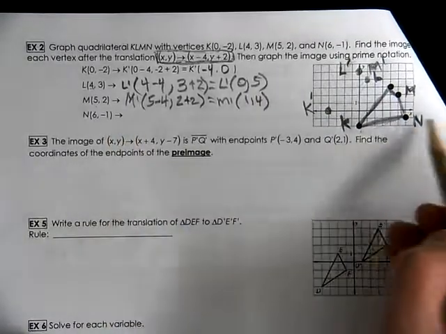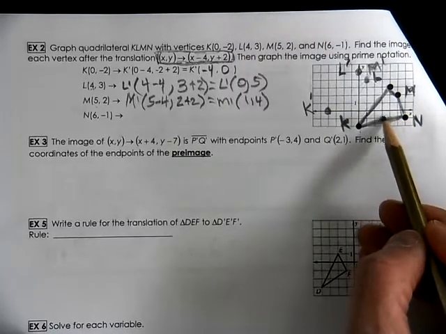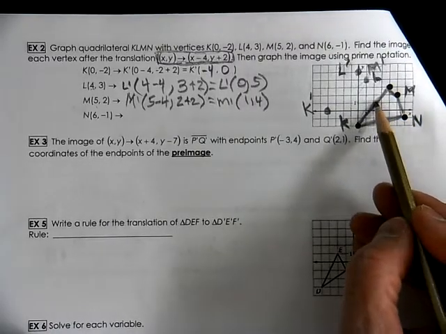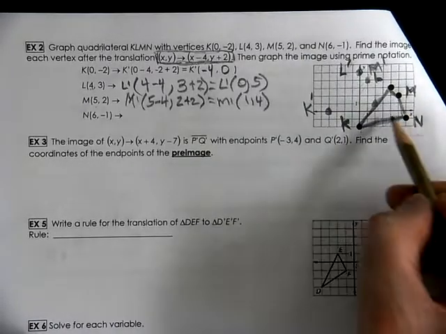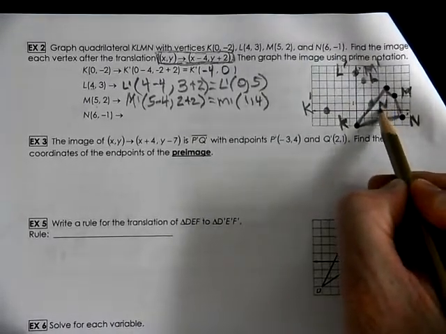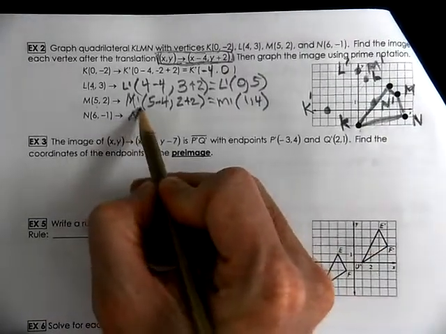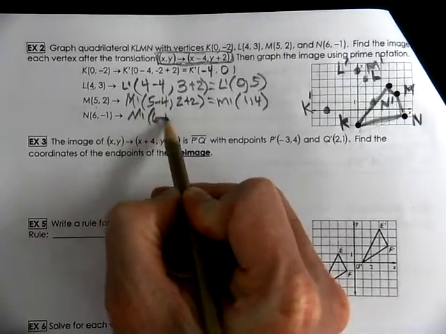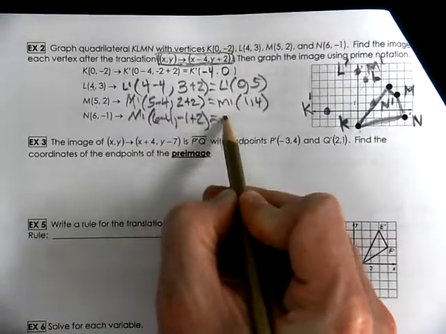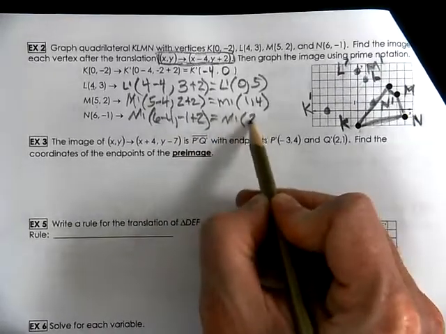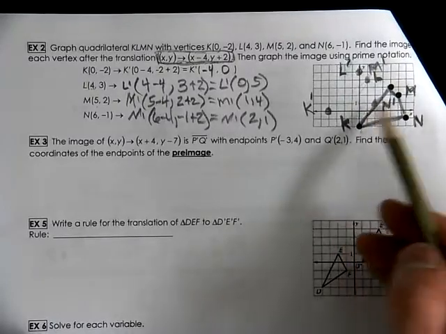And then our final one, you're going to take the N. You might like to just count 1, 2, 3, 4 to the left, 1, 2 up. You know exactly where you're at. That works. It's the same thing. Or for your N prime, you're going to say 6 minus 4 and negative 1 plus 2. So your N prime is at 2, comma 1. And when we look at our graph, we see that that landed at 2, comma 1.